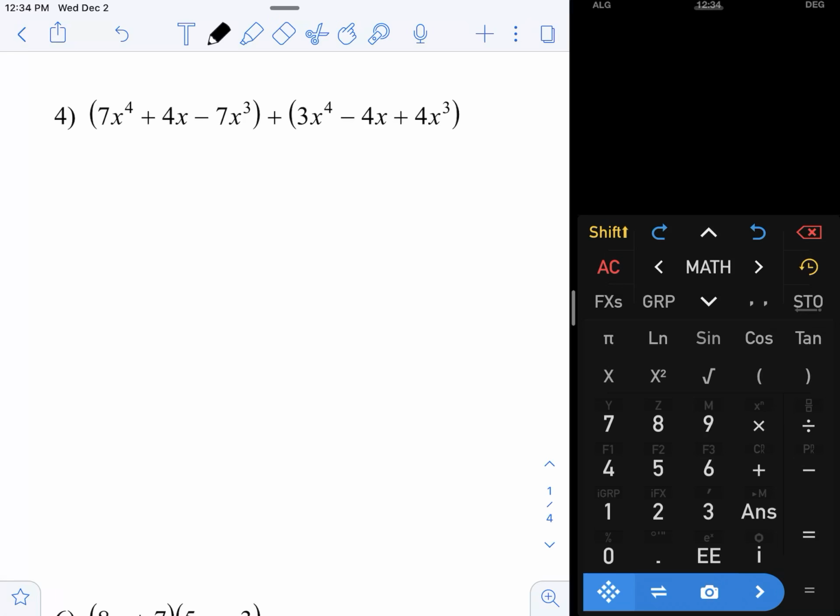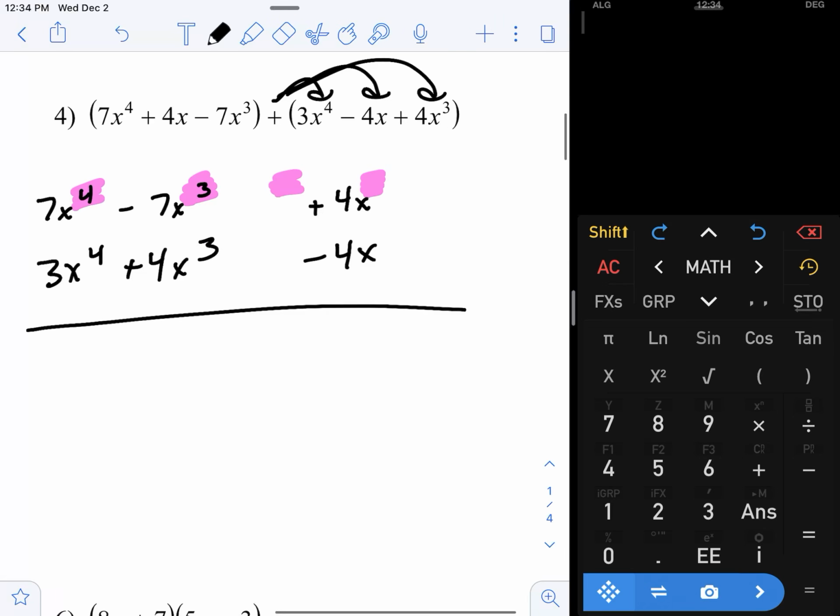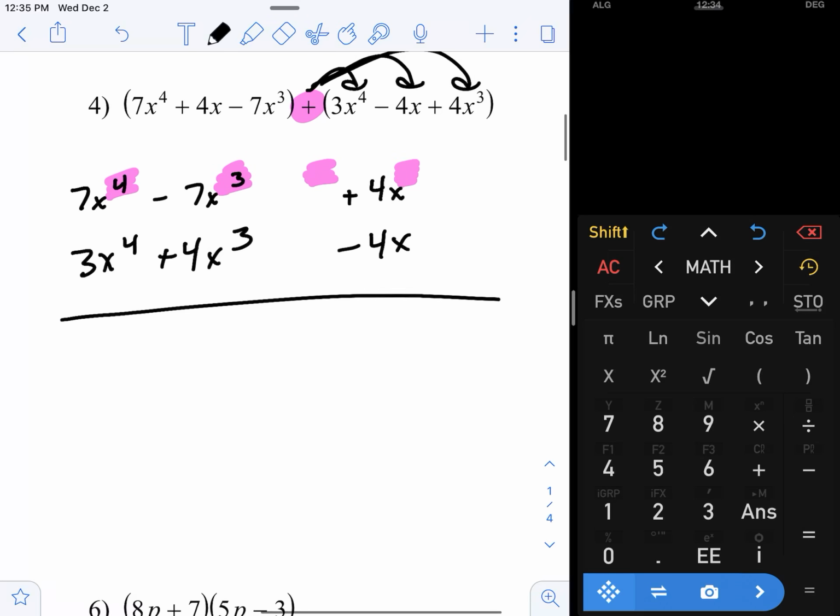All right, last one. 7x to the fourth minus 7x to the third plus 4x. I'm going to leave a space because 4, 3, 2, 1, just in case there is a 2. 3x to the fourth minus 4x plus 4x to the third. I didn't need to change any signs because this is positive. So because that's positive, I don't need to change any signs.